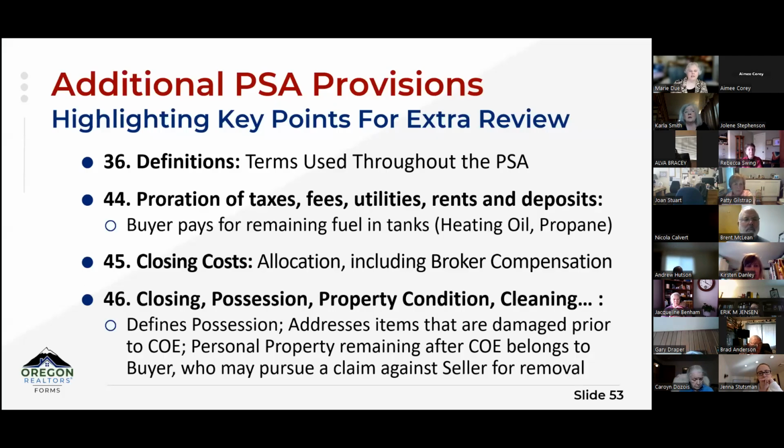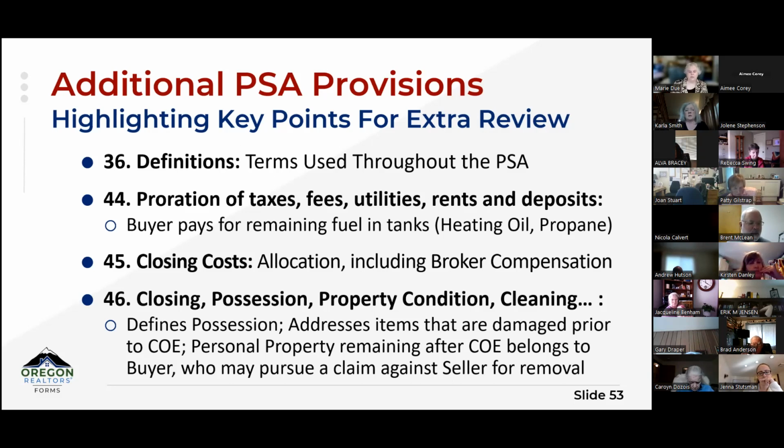So here's just kind of a highlight of the different PSA provisions. One is the terms used throughout, there's definitions. Proration of taxes, fees, utilities, rents, deposits. Again, we've also notified that the buyer is to pay for the remaining fuel in the tanks. Closing costs allocation, including broker compensation. Yes, broker compensation is actually addressed in this, so that everybody's clear on how it's going to be done.